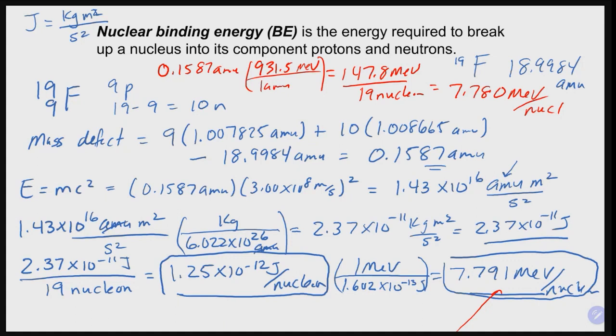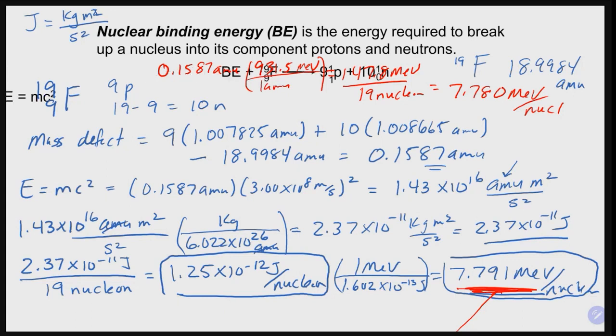And again, this is a measure of stability. The higher this number is per nucleon, the more stable that nucleus is. So that's another way, in addition to the N to Z and the even and even, that you can measure stability if you're comparing two nuclei together and want to see which one's maybe more stable. Any questions on that there?